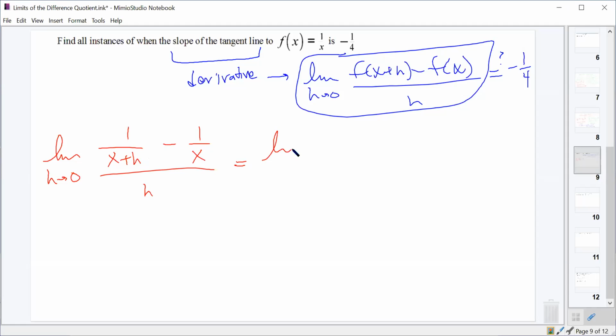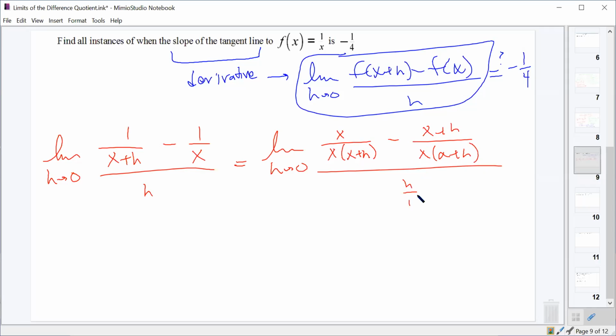Make the numerator have the same denominator. So that'll be x times x plus h. So we'll put an x over an x times x plus h minus an x plus h over an x times x plus h, all over h over 1. And that over h over 1 will flip and multiply by 1 over h. So that h will go into the denominator. And we've got the limit as h approaches 0 of x minus h, if I distribute the minus sign through it, over x plus h.